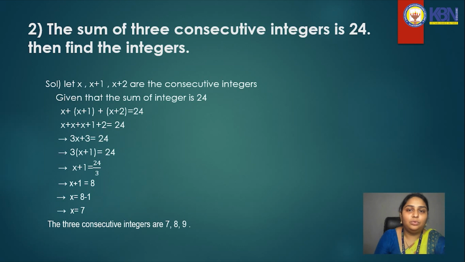Now we have to find the next two consecutive numbers, that is x plus 1, that is 8. Then x plus 2, that is 7 plus 2, which is 9. Therefore, the three consecutive integers are 7, 8, 9. We found the consecutive integers from the given result that the sum of three consecutive integers is 24.